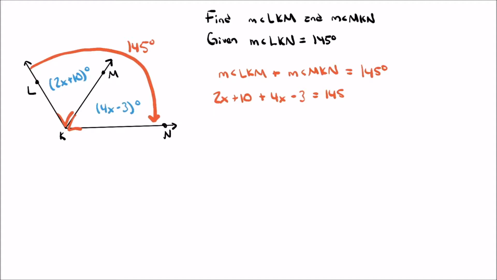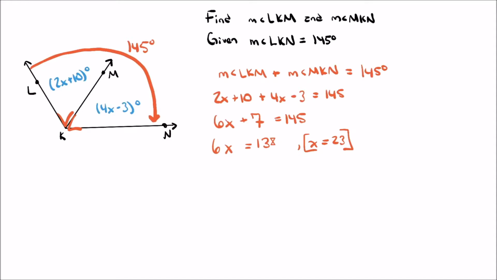And so let's first combine like terms. 2x plus a 4x is going to be a 6x. 10 minus 3 is a positive 7. Is equal to 145. We need to now subtract 7 from both sides, so we're going to get 6x is equal to 138. And then we're going to divide both sides by 6 to get x is equal to 23. Now, this is not our answer. This is only a tool to get to our answer.